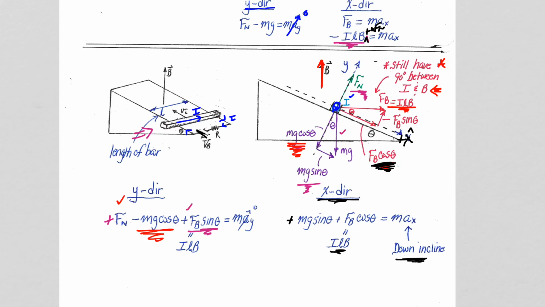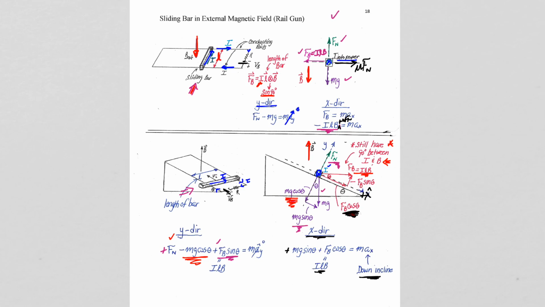So there you have it. It's the basic premise. A lot of this was, I hope, review of mechanics. But if you are given this type of a problem, you can refer back to this page of notes for the sliding bar and how to analyze how the magnetic force will affect the motion of the bar.